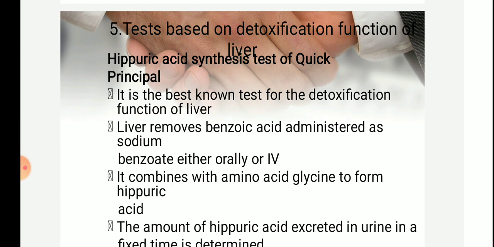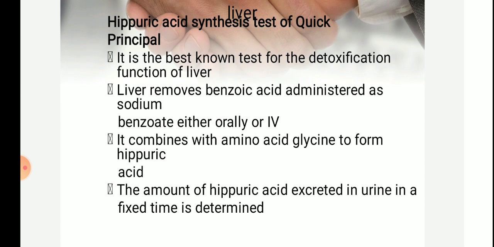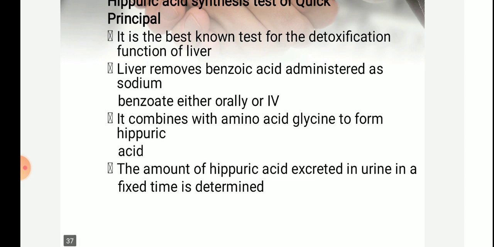Tests based on detoxification function, that is hippuric acid synthesis test. It is the best known test for the detoxification function of the liver. I have a question. What is detoxification function determined by? Your answer should be hippuric acid synthesis test. So the liver removes benzoic acid administered as sodium benzoate. It combines with amino acid glycine to form hippuric acid. The amount of hippuric acid excreted in urine in a fixed time is determined.